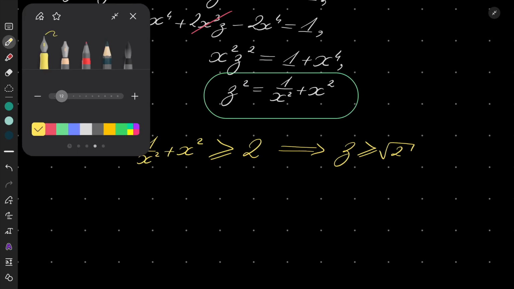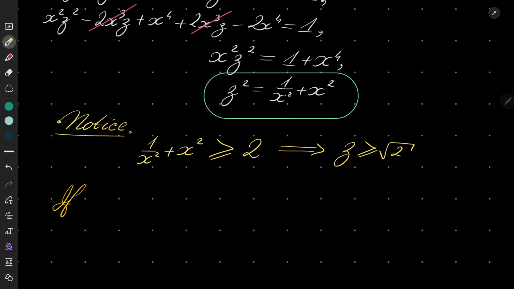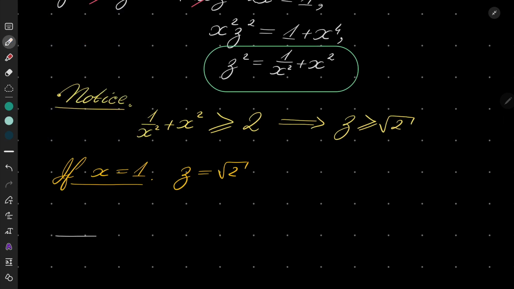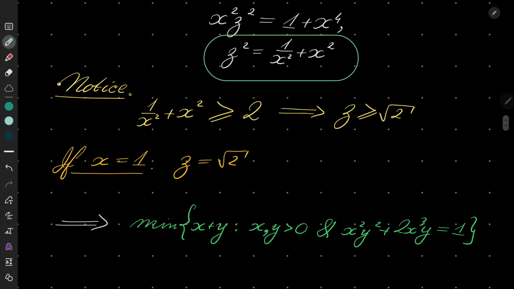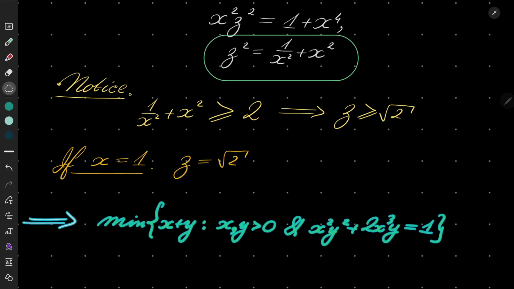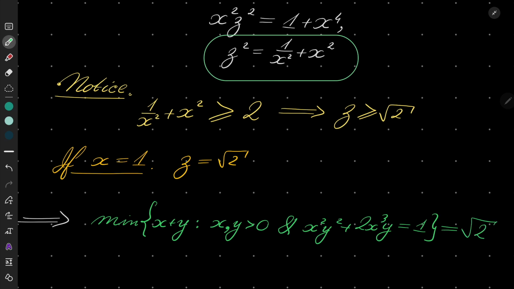But let's notice that if x equals 1, what happens then? Well, then z equals square root of 2. And that can mean only one thing, namely the minimum of x plus y, where x and y are positive, and x squared y squared plus 2x cubed y equals 1, this minimum equals square root of 2. And that is exactly our answer.